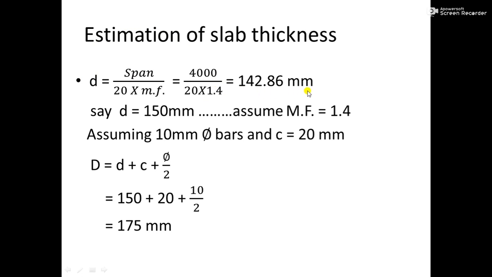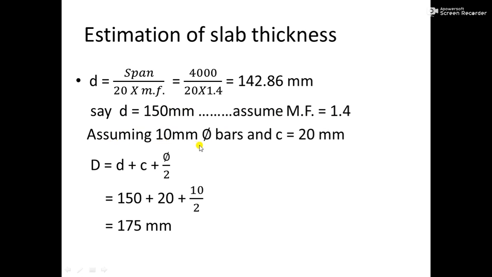Or you can directly assume, while solving the problem without using this formula, this effective depth in the range of 100 to 150 mm for two-way slab. For one-way slab, you can assume it from 100 to 150 mm, and for cantilever, you can assume it as 50 mm to 75 mm. This is the thumb rule. So say this effective depth is 150 mm, and assume modification factor as 1.4 since it is not given in the problem.